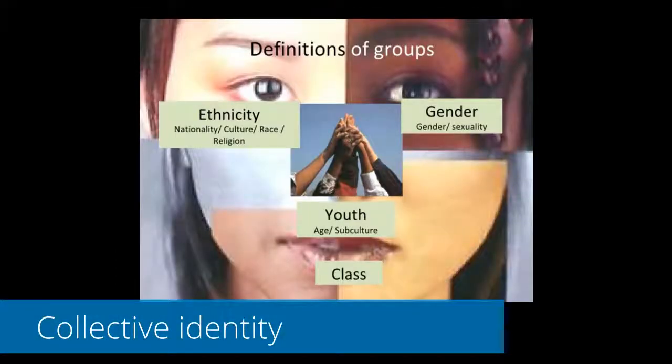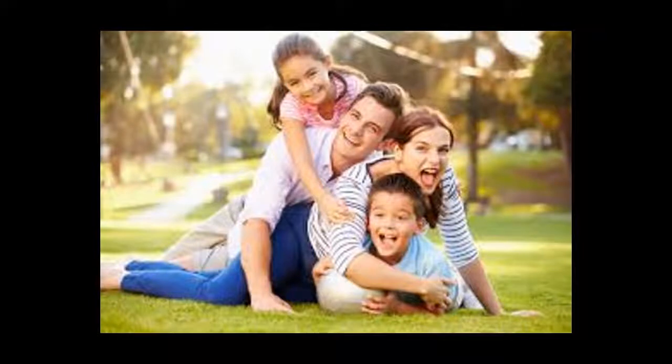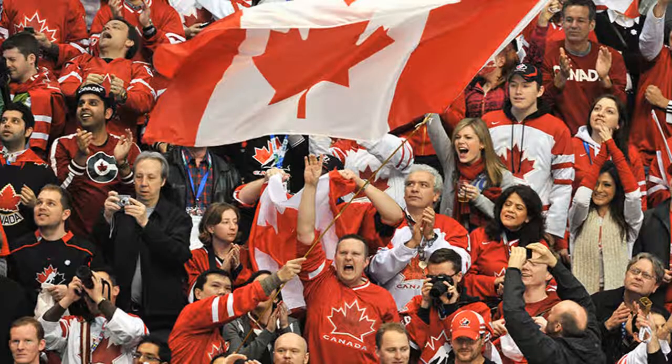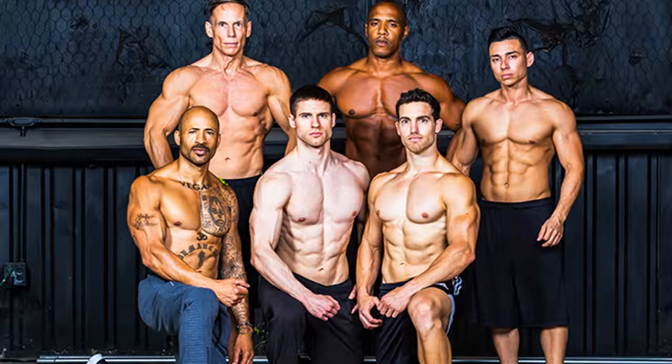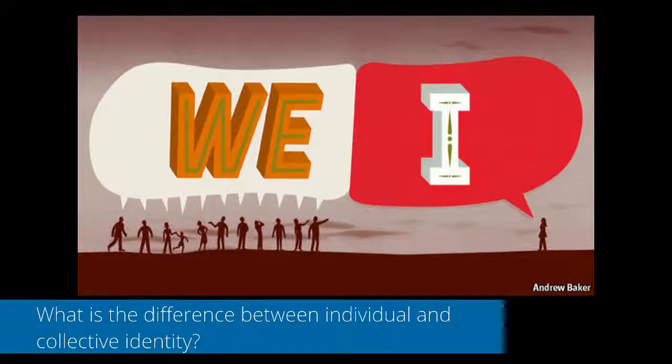Collective identity is the elements of your identity that come from belonging to a group or a collective. Collective identity can include the feeling of belonging to a sports team or to your family or being a member of a nation or a country. Collective identity might include shared characteristics that you would have in common with other members of the same collective you belong to. So, what's the difference between individual identity and collective identity?